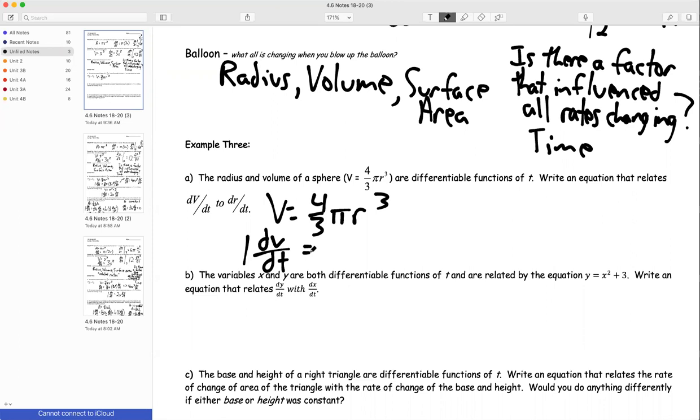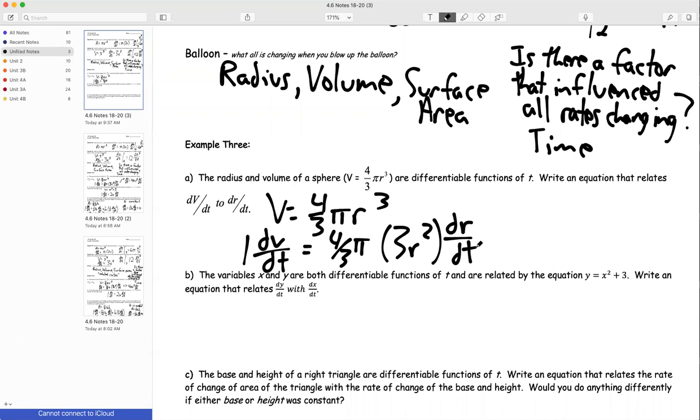So now I'm going to do the product rule here. I'm going to make 4/3 pi my first term and r cubed my second. So I've got 4/3 pi times the derivative of r cubed. And the derivative of r cubed is 3r squared, and then we tag it, dr/dt. Okay, because the radius is also changing with respect to time.